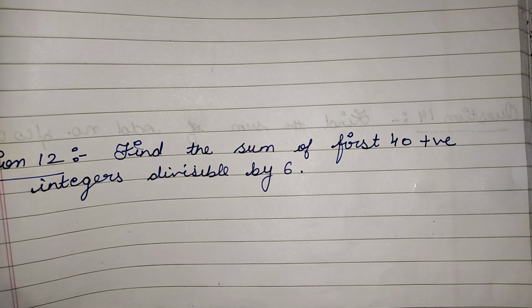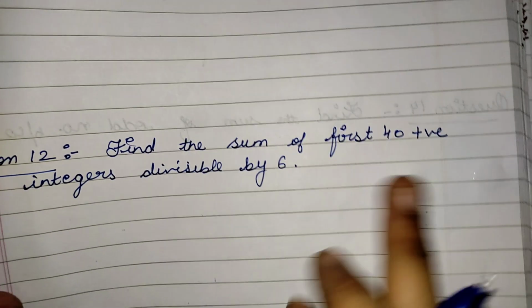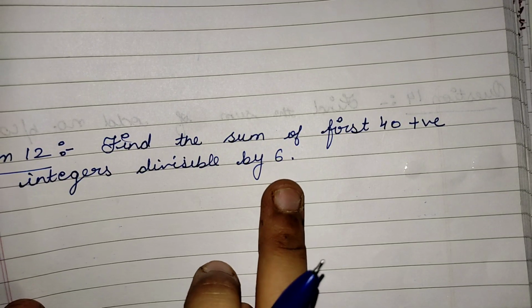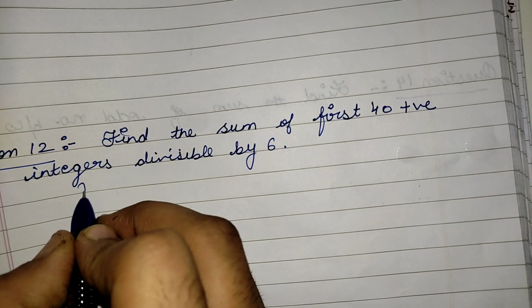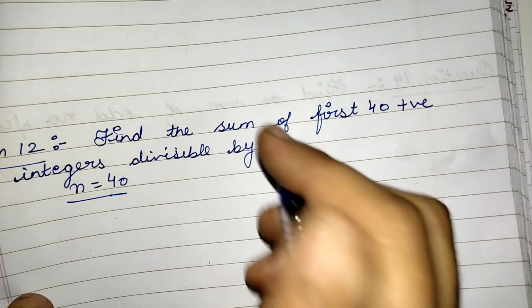Question number 12 says: find the sum of first 40 positive integers divisible by 6. Okay, sum of first 40 positive integers. n is what? n is my 40. Divisible by 6 means what?